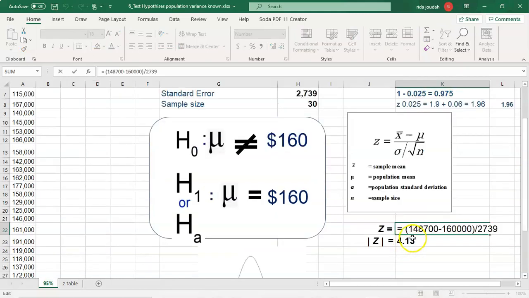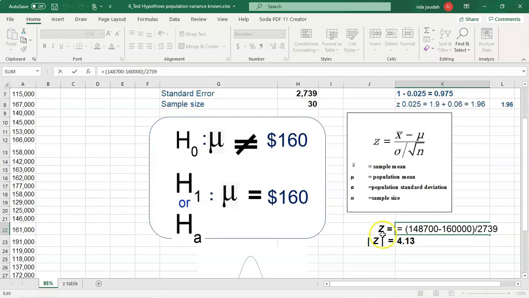So we are calculating here Z score. And keep in mind, this is uppercase Z. This is the Z score. And the lowercase z is the value that we get from the table. So we have uppercase z, the one that we are calculating, and the lowercase z is the one that we get from the table.